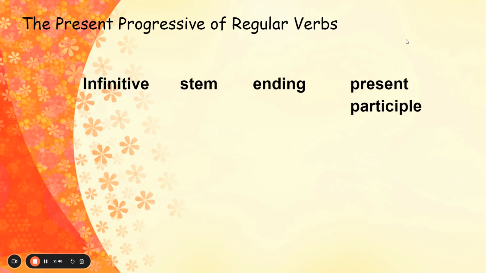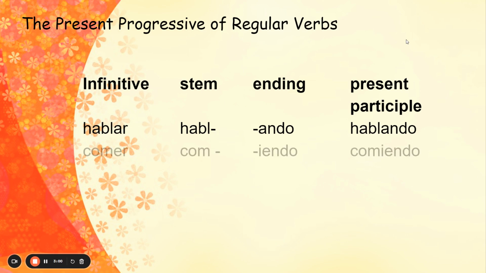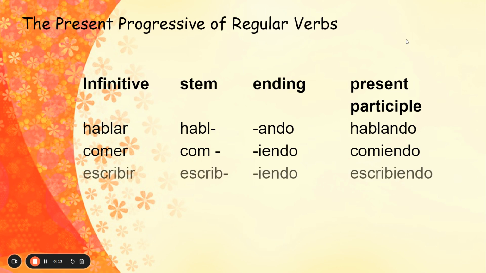Okay? So what we do is we take the infinitive, we take off the AR, and that's our stem, and add ANDO. So you have hablando. That's if you have an AR verb. If you have an ER verb, you take off the ER, you add IENDO. So you have comiendo. IR, same thing. Take off the IR, IENDO, and you get escribiendo.